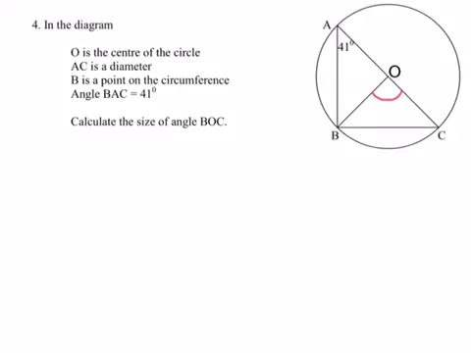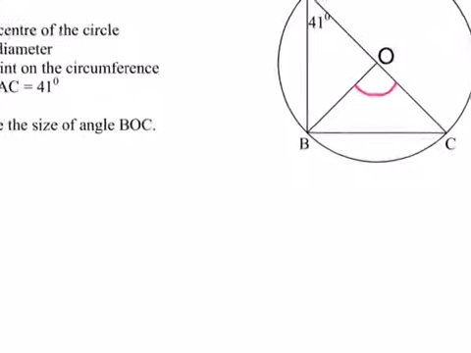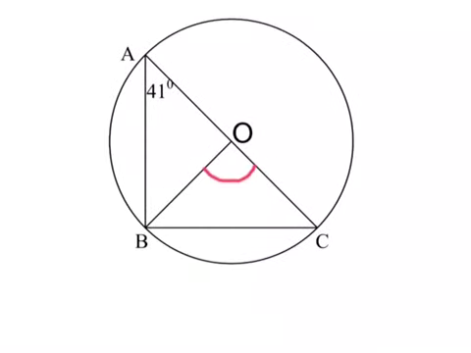In order to find the one we've marked in red, BOC, we'll have to find a few other angles first. So we'll take a slightly closer look. Since we know that this line is the diameter, then we should know that these two lines, the ones that come from each edge of the diameter to a point on the circumference of the circle, will always meet at a right angle.